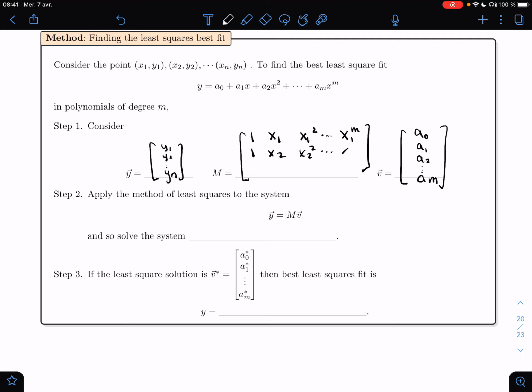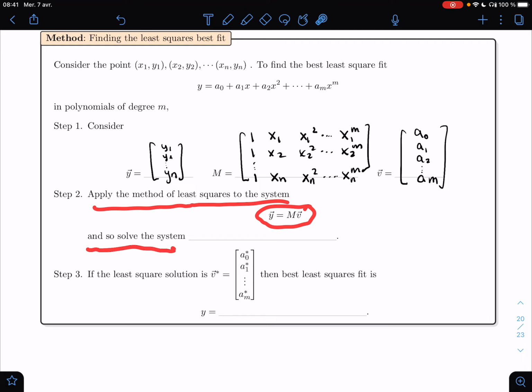And then you do this for each of the data points, up to xn, sorry. Alright, you then apply the method of least squares to the system y equals M v, and so solve the system. Remember, you just have to multiply it by the transpose.